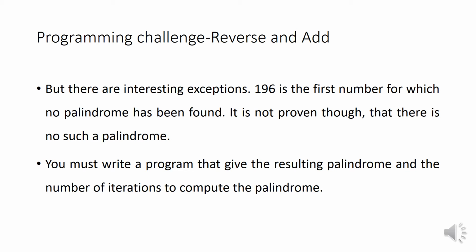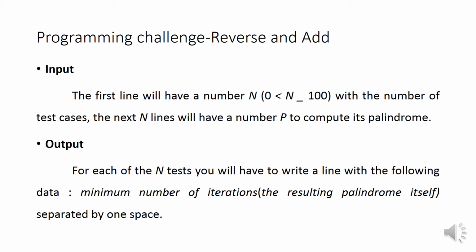So you must write a program that gives the resulting palindrome and the number of iterations needed to compute the palindrome. Means for 195 we have to iterate 4 times. So the output is 4 and the palindrome number is 9339. That's it. Okay. So student, what is the input and what is the output?